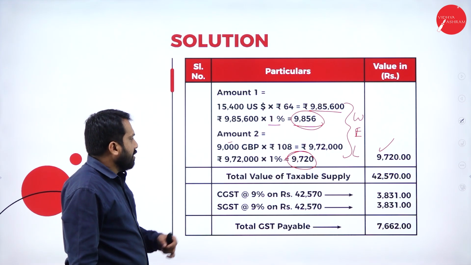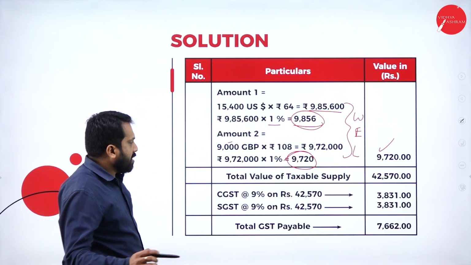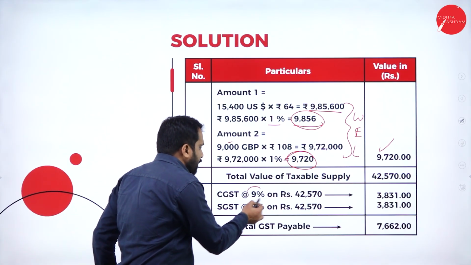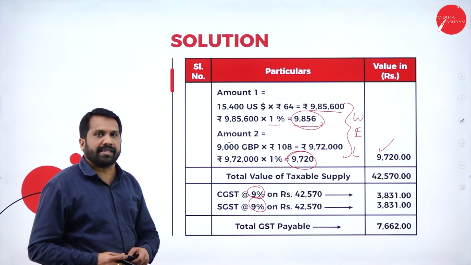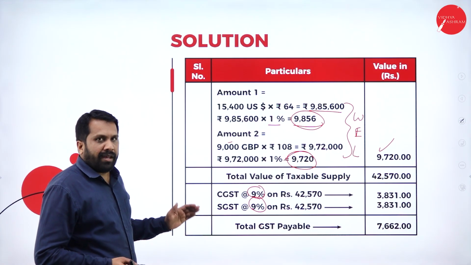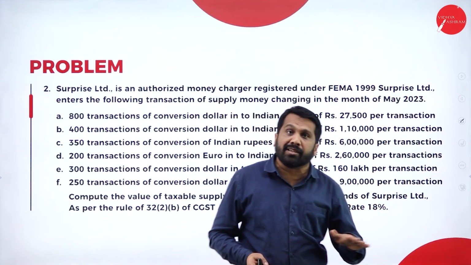Whichever is less, 9,720 is less. Total value of taxable supply, add everything, you will get 42,570. On that you calculate 9% GST. Your final answer will be 7,662. Hope you are clear. As I told you, don't spend more time on this because this is not very important for your examination.